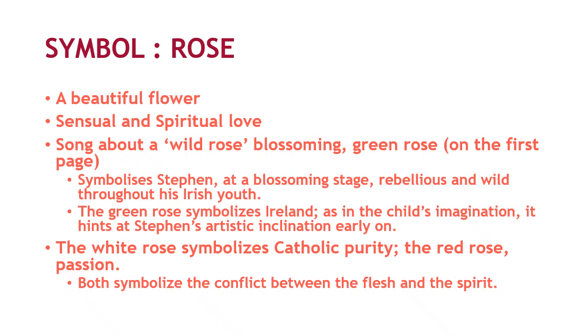With the green rose in the child's own version of the song, there is a hint of Stephen's artistic inclination which has been introduced. Stephen's fantasies of Mercedes always have a rose garden for their setting, and the other women in this book are also associated with rose. The white rose symbolizes Catholic purity, while the red rose symbolizes passion. Both of them symbolize a conflict between the flesh and the spirit.